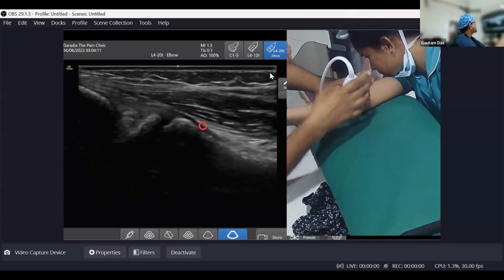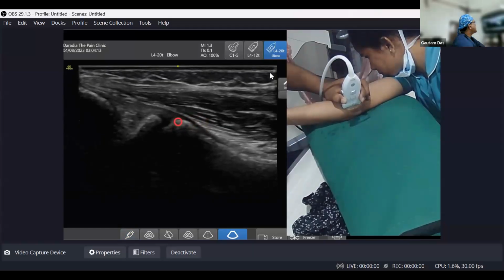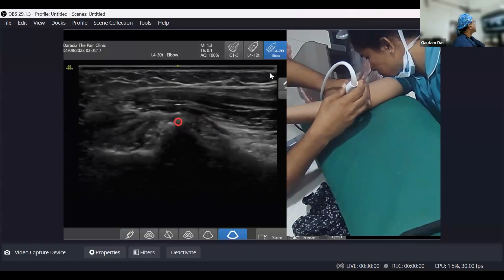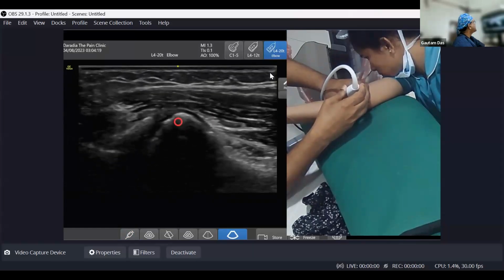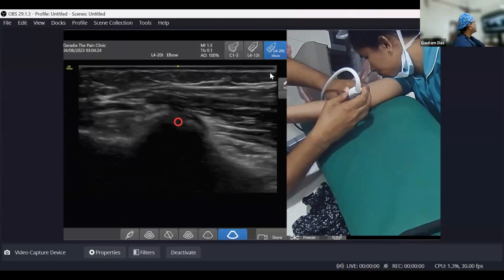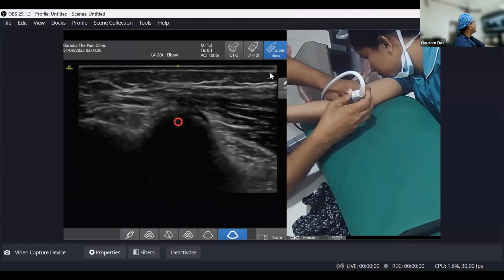So this was your sublime tubercle. My pointer is over the sublime tubercle, and now I'm rotating it, keeping that sublime tubercle part fixed. And now gradually what is happening? The condyle has gone, and now the bone coming there will be the olecranon.